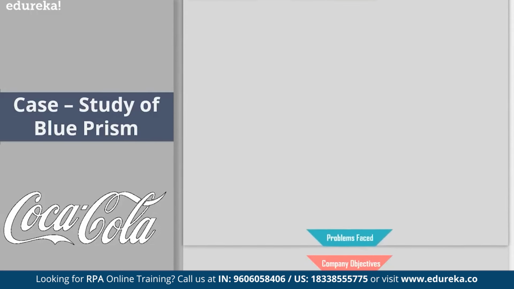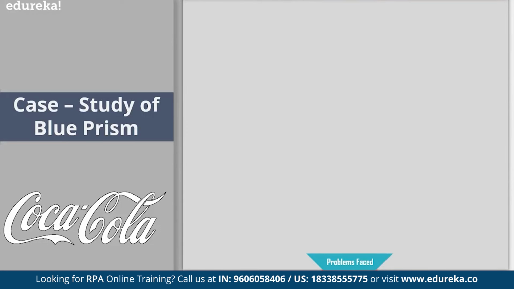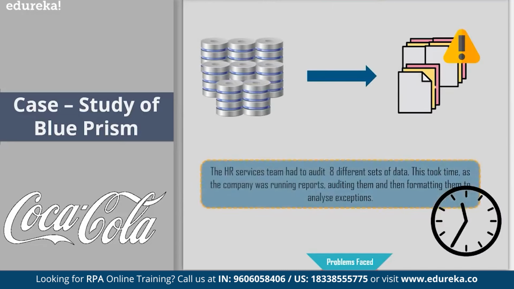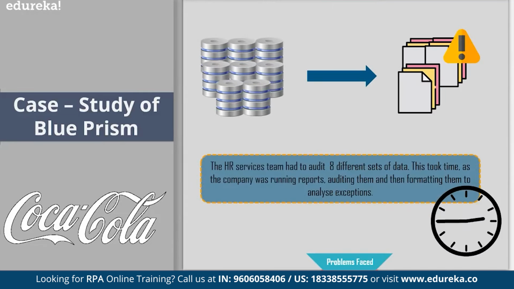Let me quickly tell you what were the problems faced by the company. Before Coca-Cola started using Blue Prism, the HR services team had to audit around 8 different sets of data. Obviously, this took time as the company was running reports, auditing them, and then formatting them to analyze the exceptions. When you have to audit around 8 sets of data and then create reports manually, or maybe it was automated, but yes, you had to audit all the changes, this would take a lot of time as the company grows, right?